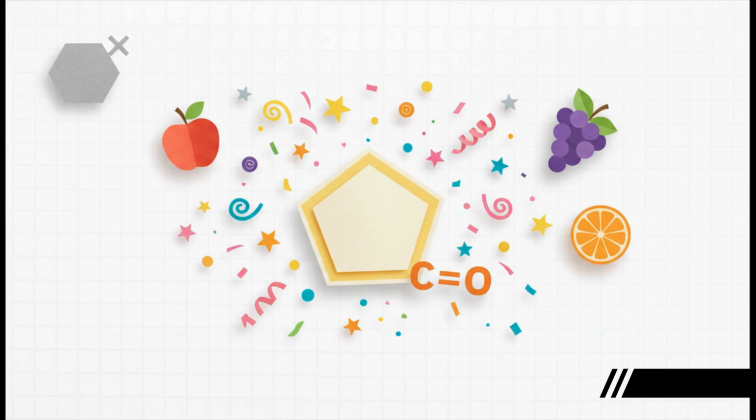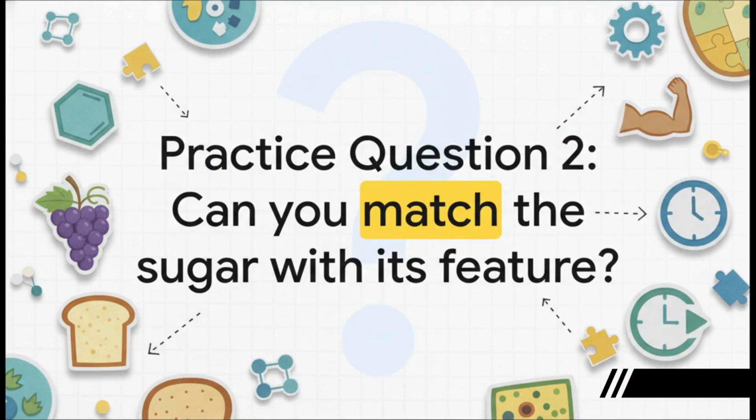Why? Because we just learned that fructose is our ketohexose, the one with the ketone group, and it's the one that uniquely forms that five-membered furanose ring. Remember, glucose is an aldose and makes a pyranose ring. See, you got this. Let's try another format you are definitely going to see on the exam.